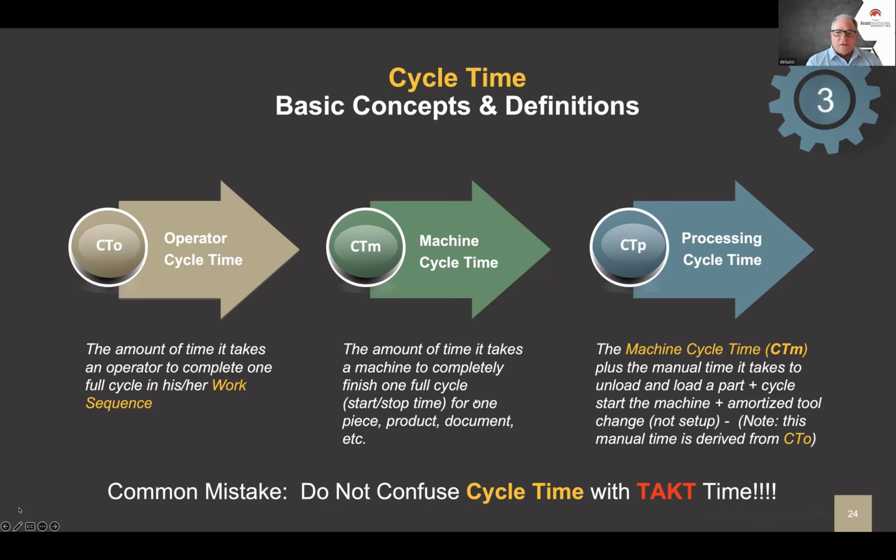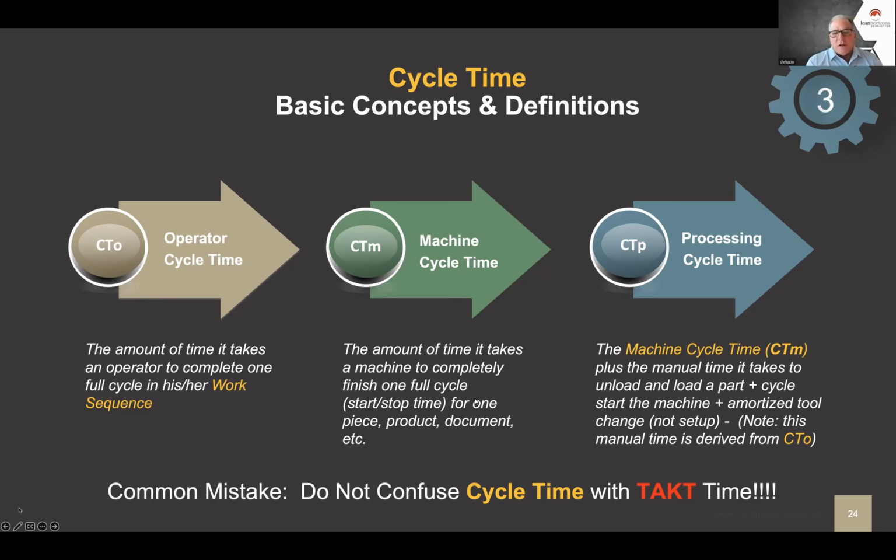As you see on the screen here, there's really three types that we talk about. One, of course, is called the operator cycle time, designated by CT little o. Cycle time of the machine, CT little m. And cycle time of the process, the processing cycle time, CT little p.